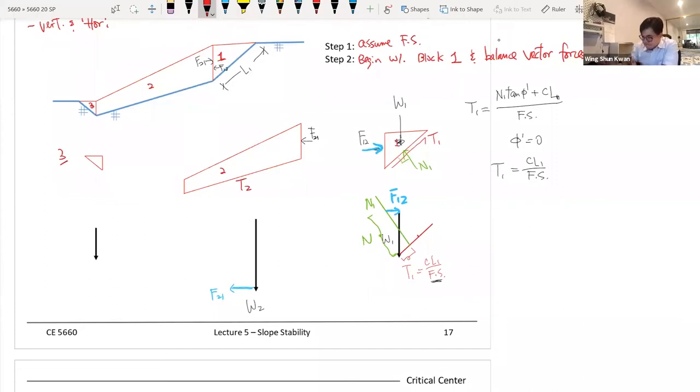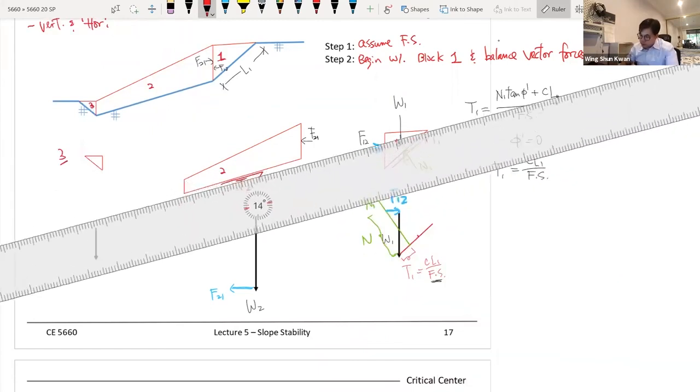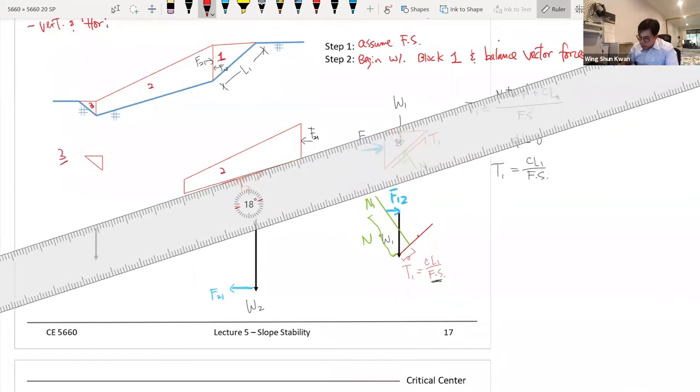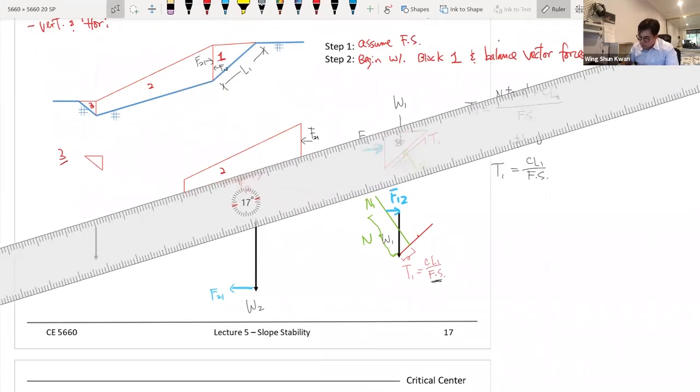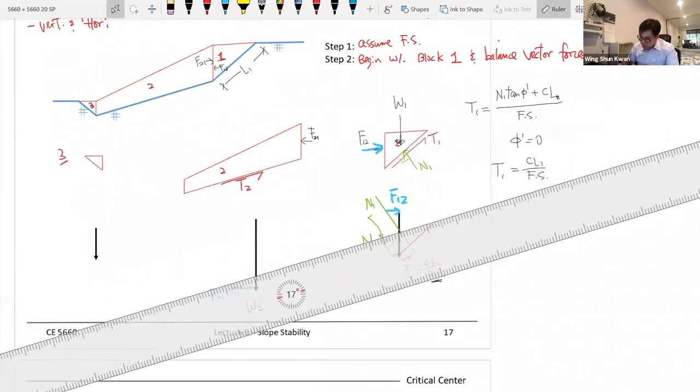So T2 is in this direction. T2 is pretty much determined as long as you know the cohesion and the length of the bottom of the slice, and then you can find it, of course, with a consistent factor of safety. And now you know the orientation of your T2, and then you bring it to your force diagram.